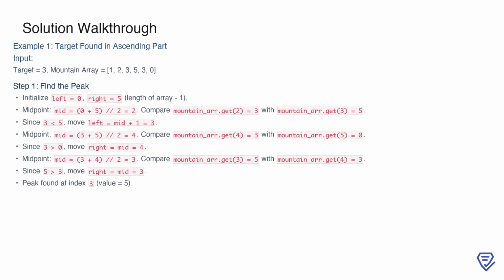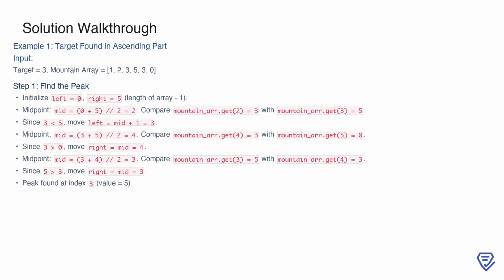To solve the problem, the first step is to identify the peak of the mountain array. The peak is the index where the value is greater than its neighbors. We initialize the search with left set to 0 and right set to the last index of the array, which is 5 in this example. The midpoint is calculated as (0 + 5) / 2 equals 2. At index 2, the value is 3, and at index 3, the value is 5. Since 3 is less than 5, it means the peak lies in the right half, so we update left to mid plus 1, which is 3.